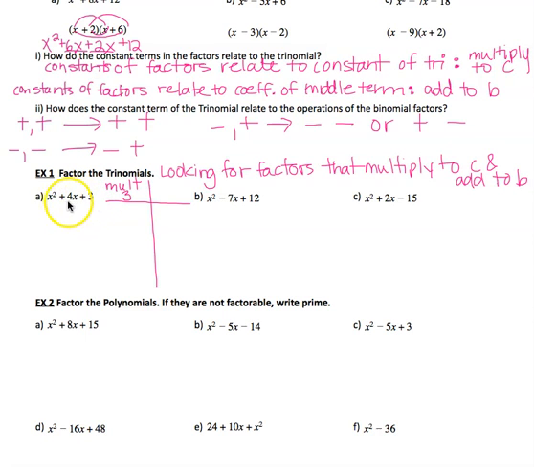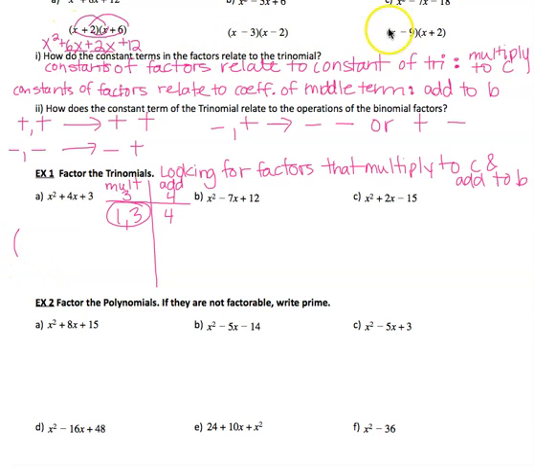Since this is a plus and this is a plus, I know that I'm only listing positives. So 1 and 3, that's it, because 3 is prime. So we're hoping that those are going to add to my B, which is 4. And when I look at them, yes, they do. So 1 and 3 are my winners. They do add to 4. So I fill them in.